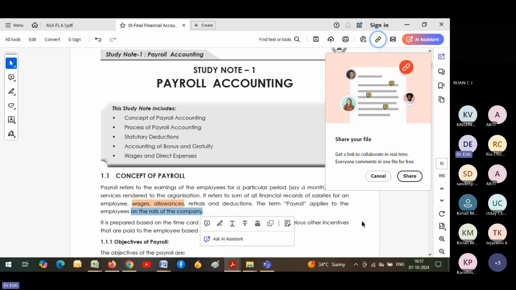This line has got one question in it. The term payroll applies to whom?